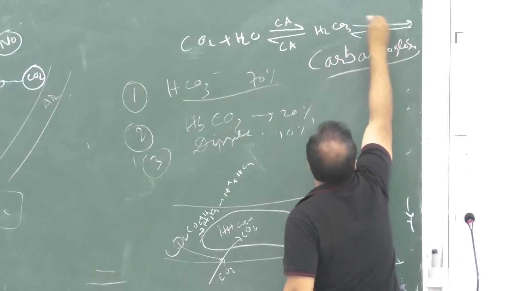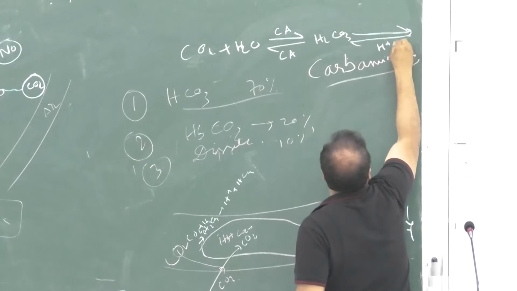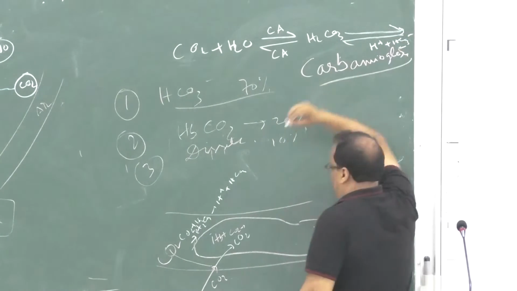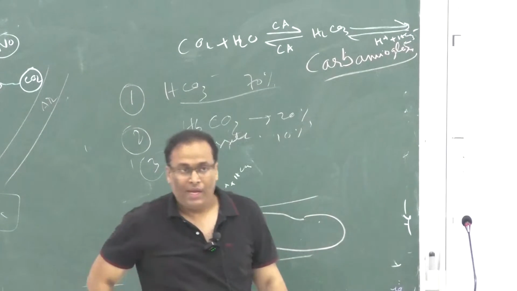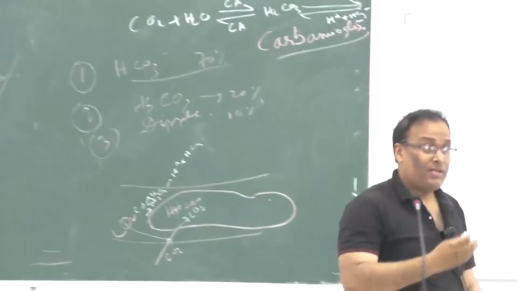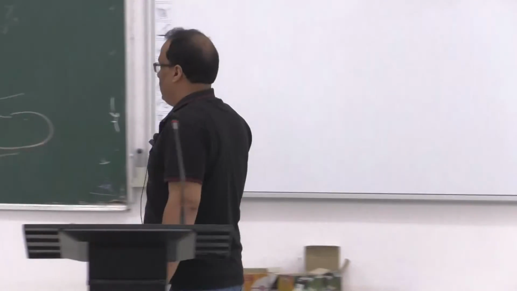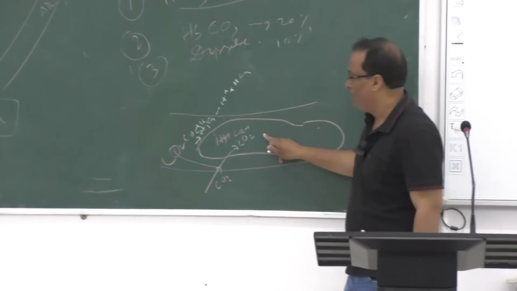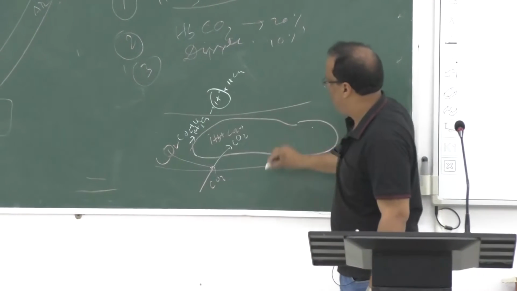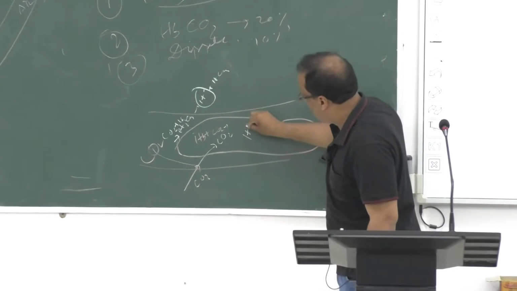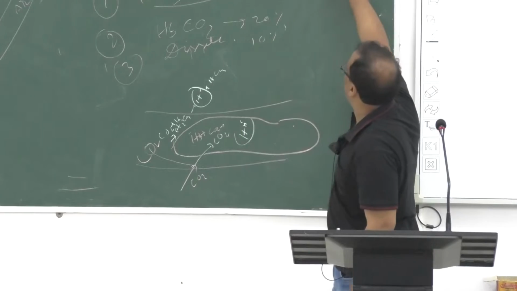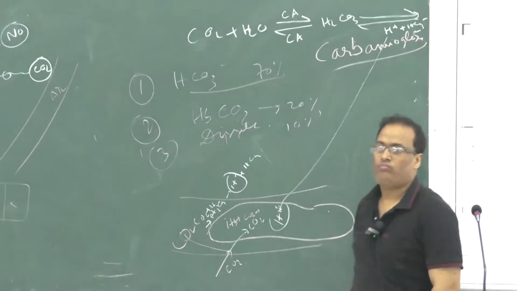This is also reversible and it's called H plus and HCO3. H plus is coming in the plasma as well as inside the RBC. So here H plus is coming, and here also H plus is coming. So is H plus ion good or bad?